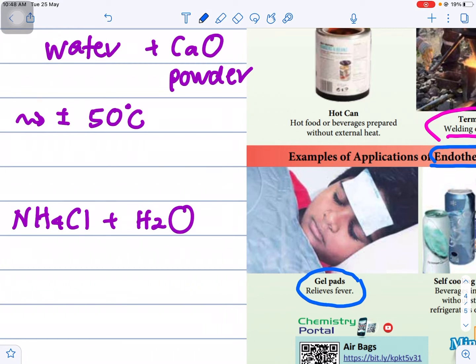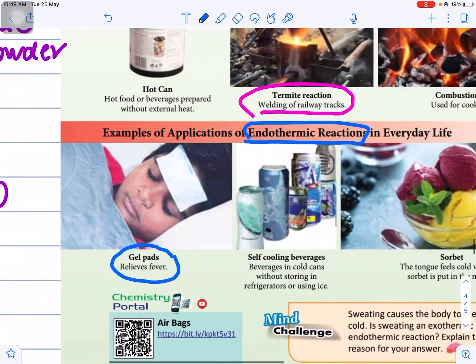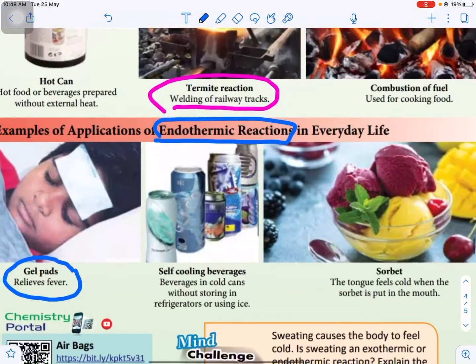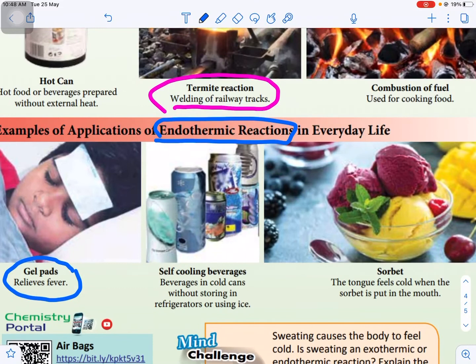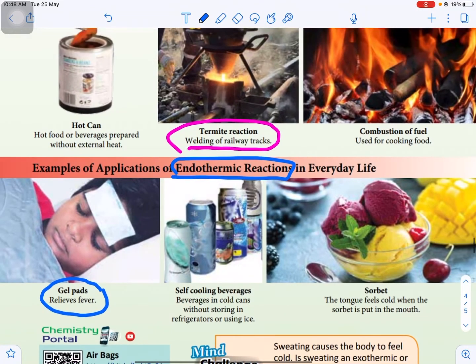And when you put it on your forehead, you will feel really nice and cool. Okay, next is the soft cooling beverage. This is also one of the cool cans, which is like the hot can.